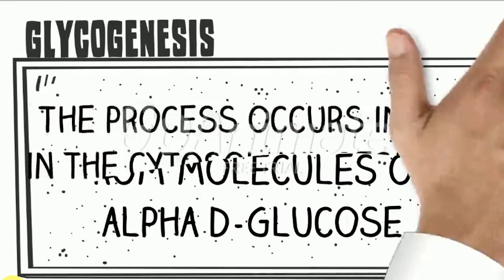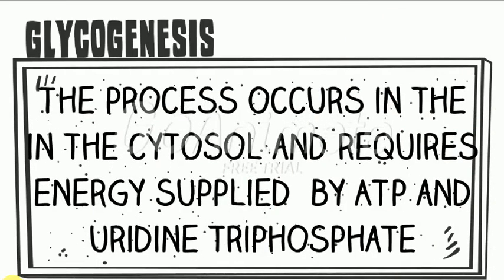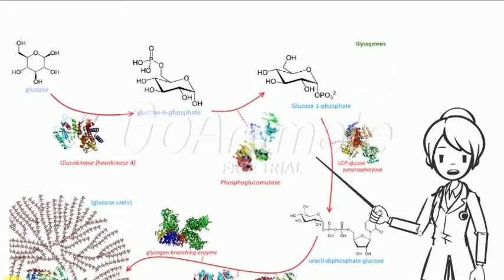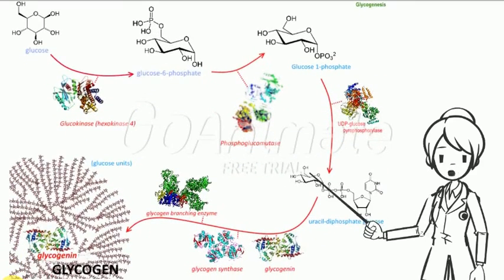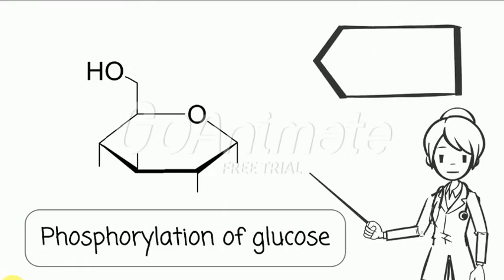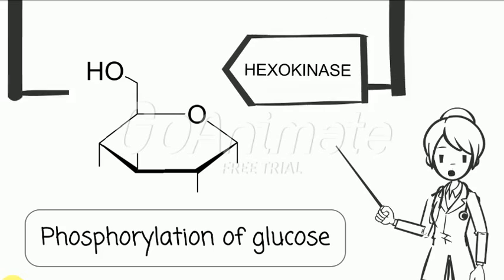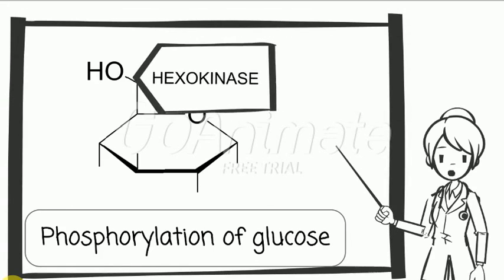The process occurs in the cytosol and requires energy supplied by ATP and UTP. This is the overview of the mechanism of glycogenesis. It is composed of 6 steps which we will further discuss. First, glucose is phosphorylated into glucose 6-phosphate in the liver by the enzyme hexokinase.